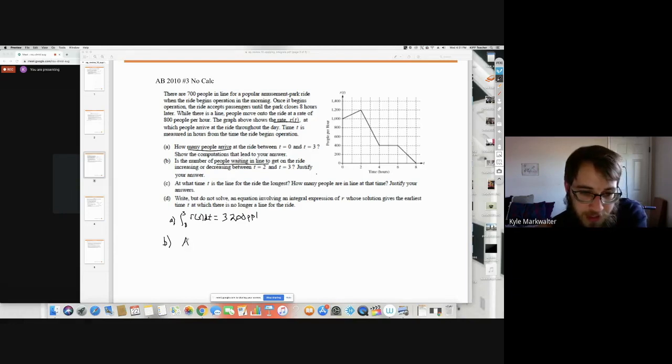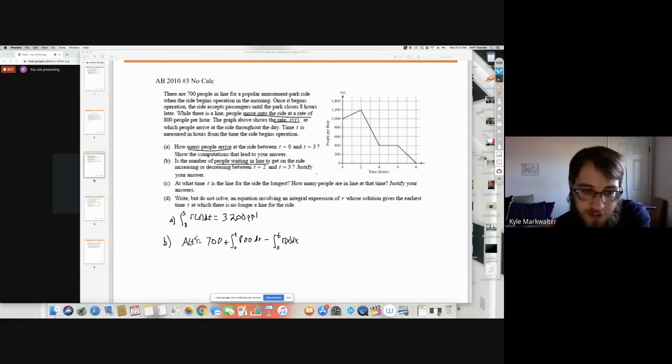So the amount of people waiting in line, call it A of t. The number of people waiting in line is how many were there at the beginning? 700. Plus, we would add on how many people are arriving. So the integral from 0 to t, we have a rate at which people are arriving. So that's the arrival rate. That's the rate in, 800 dx, minus the rate people are coming out. So the integral from 0 to t of r of x dx.